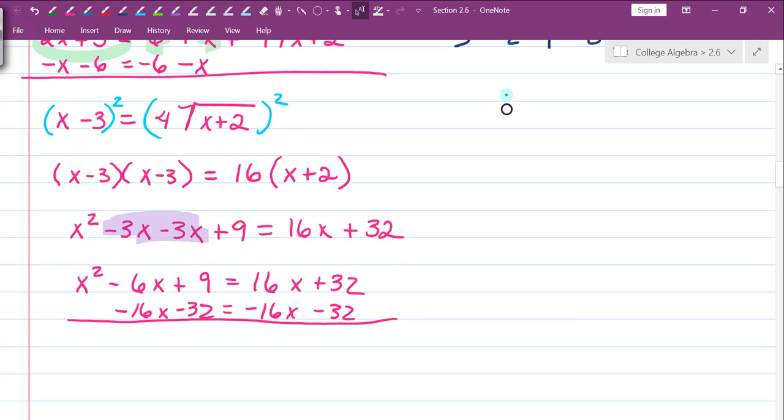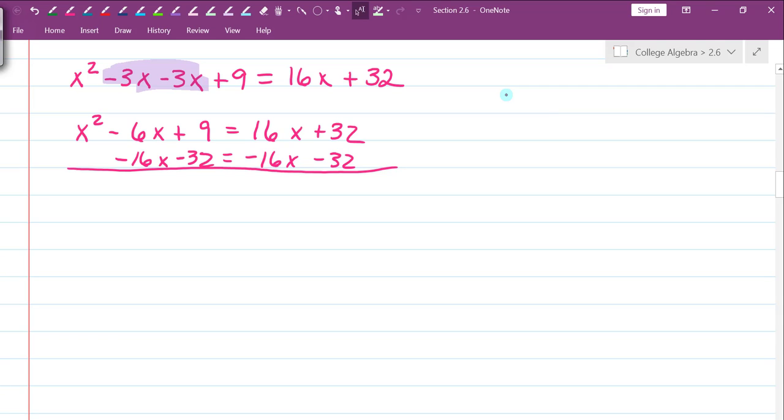And we're going to add straight down. So I get x squared. Negative 6x minus 16x is going to give me a negative 22x. 9 minus 32 is going to give me a negative 23, and the right hand side equals 0. Now I have a polynomial. In fact, I have a quadratic equation that is factorable. So I will go ahead and factor.